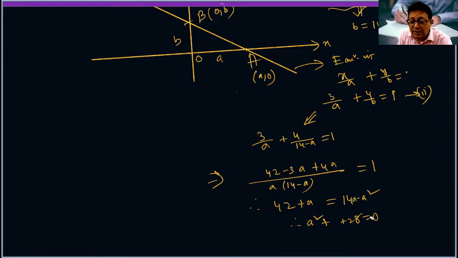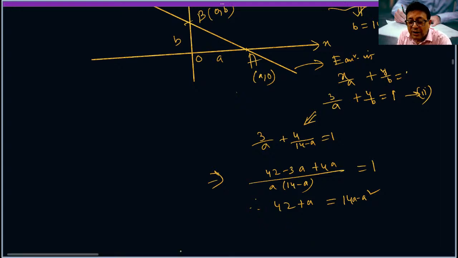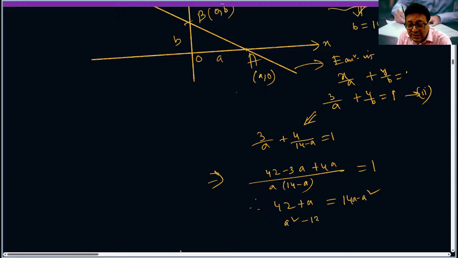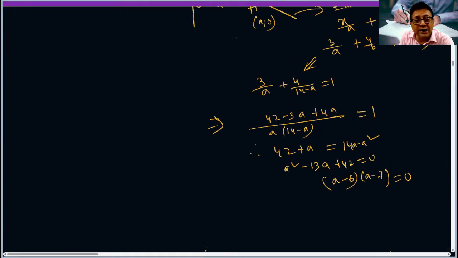So it will be A square minus 13A plus 28 equal to 0. So A minus 5. Sir, it should be 42. A minus, wait a minute. A square minus 13A plus 42 equal to 0. A minus 6, A minus 7 equal to 0. We get A equal to 6, 7. So B will be 8 once and then it will be 7.